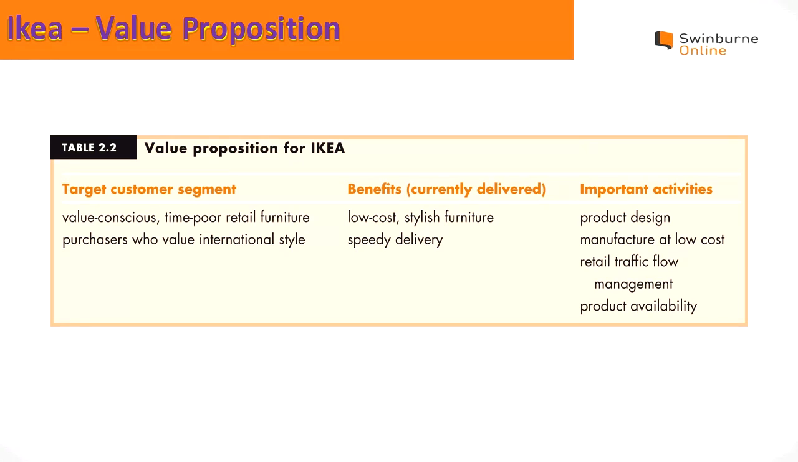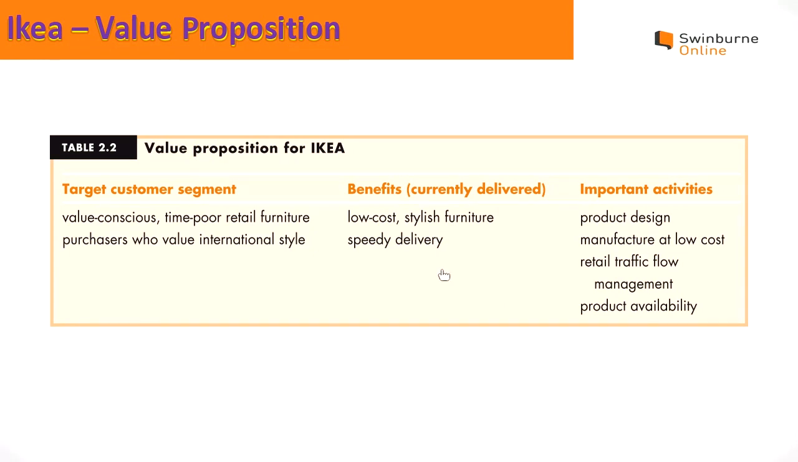Now, it's interesting. I think this is in the current edition of the book. It's an IKEA value proposition, and we're all familiar with IKEA, I'm sure, and how they revolutionized furniture with their flat pack concept. And we'll look at how exactly you could collect the information to look at each activity. Now, if you look at, say, what is IKEA's target customer segment, beginning here, we'd say value-conscious, time-poor retail furniture purchasers who value international style. So what benefits are currently delivered? Low-cost stylish furniture, speedy delivery.